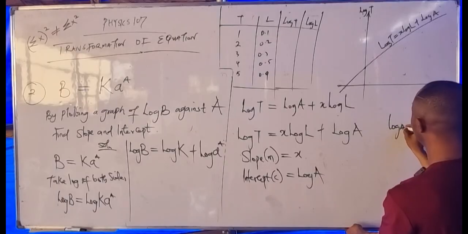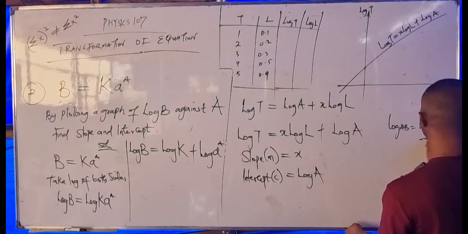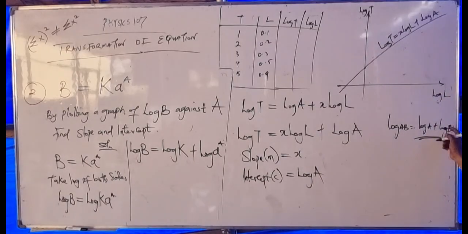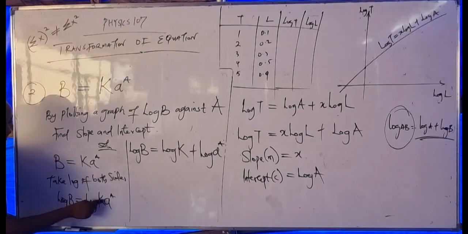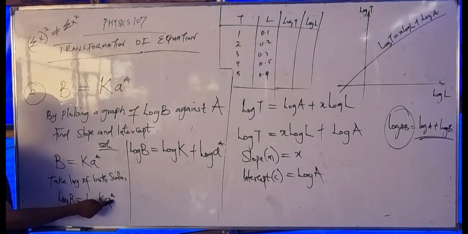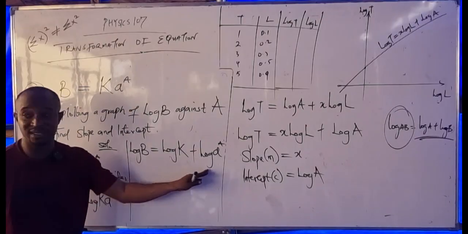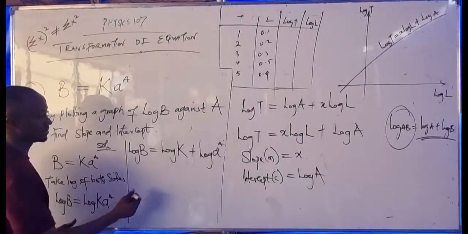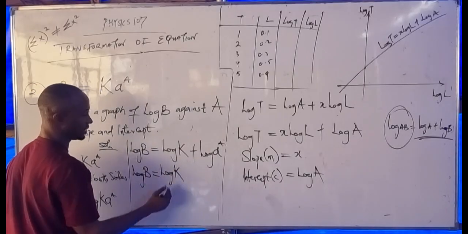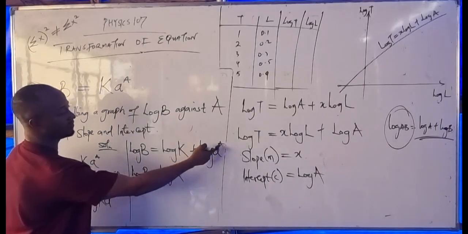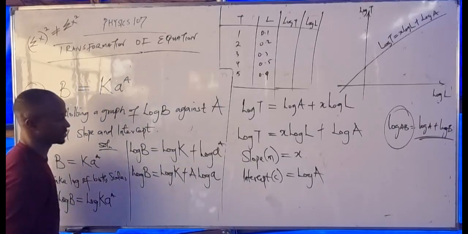If I have log AB, that means log A plus log B. Addition law. Log A plus log B simply means log AB. So here it is log k times a raised to the power capital A. This power is on a, not on k. Hope you are aware. So we can now split them into this. We have log B equals log k, then the power law: when you have the power, you have A log a.